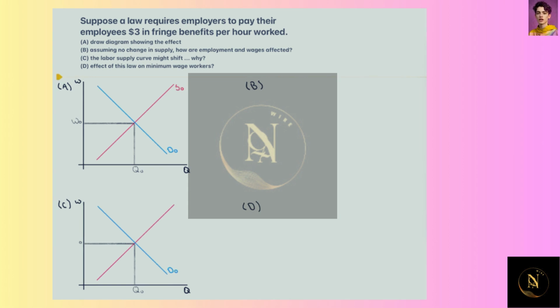Let's consider the effect of required fringe benefits on the labor market. So here we're supposing that a new law is requiring employers to pay their employees $3 in fringe benefits per hour worked. In part A, we'd like to draw a supply and demand diagram which shows the effect of this new law.